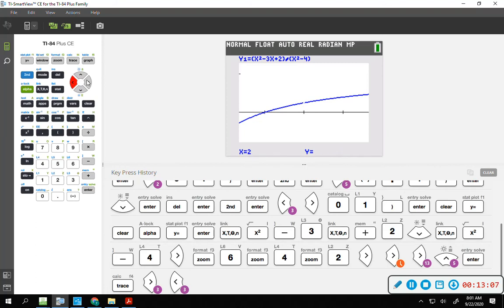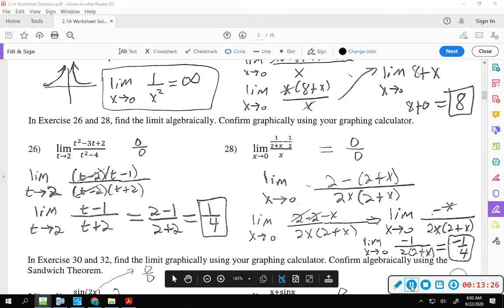But we can see as we get close to 2 from the right, as we get close to 2 from the left, this value is getting closer and closer and closer to 1/4. You could zoom in again and again and again. It's going to get closer and closer to 1/4. Remember, it's called a removable discontinuity. Removable discontinuities have limits. Okay, so let's come back and do problem number 28 here.